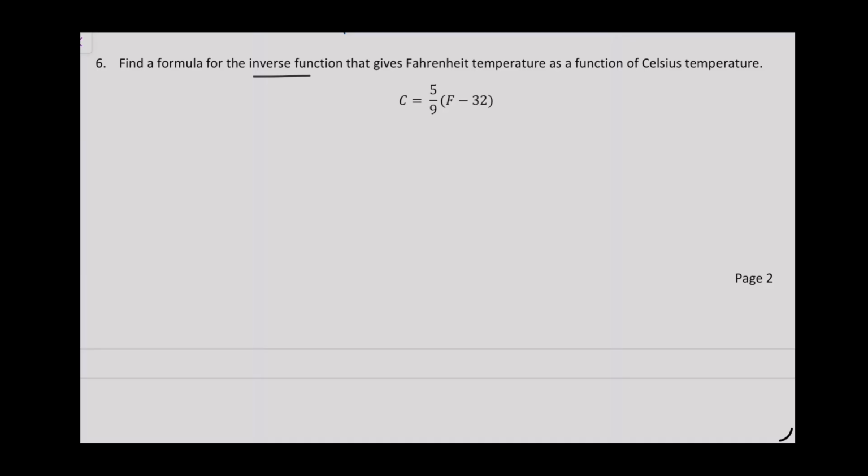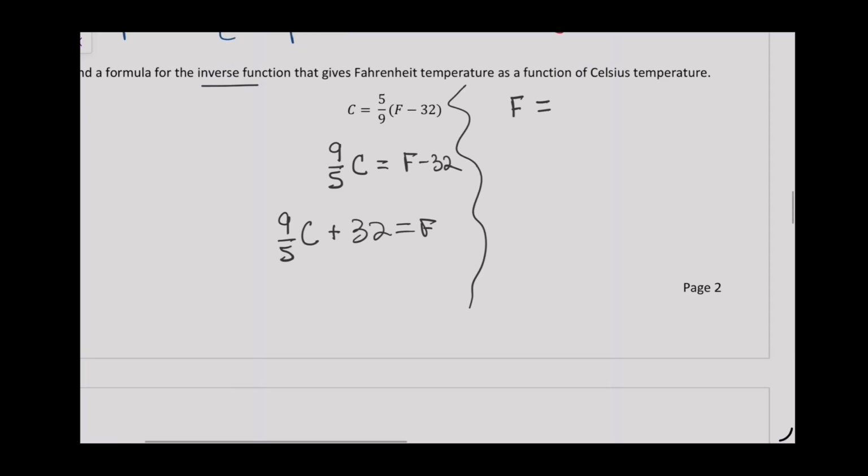So what they're asking for is, what would F be if you knew Celsius? Basically, we're just going to solve for the other variable. So multiply both sides by 9/5 and add 32. In other words, if you know the Celsius and you want to convert it to Fahrenheit, you would do this math.